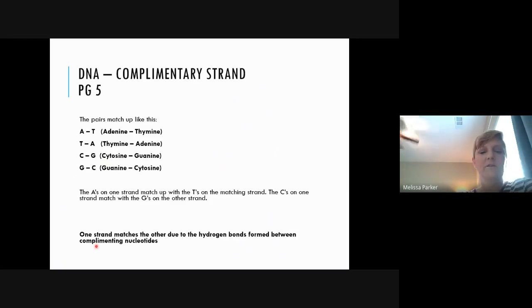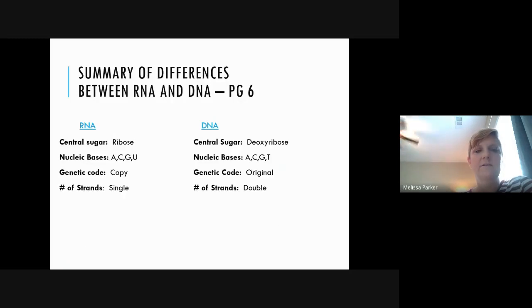So complementing nucleotides, this is talking about the best friends, right? These are the complementary nucleotides because they only want to hang out with what complements them, and that's their best friend. Okay, so here's the summary of differences between RNA and DNA.